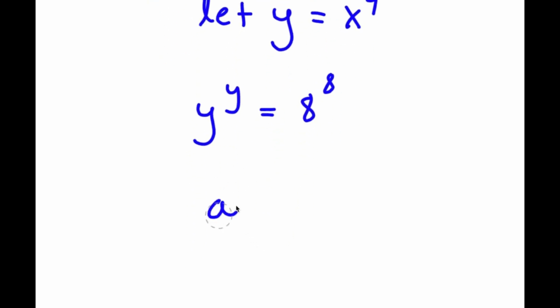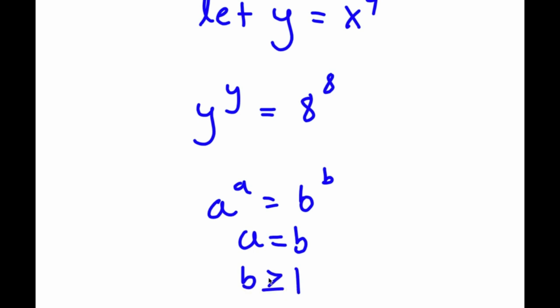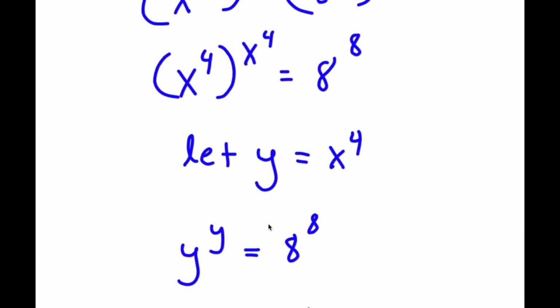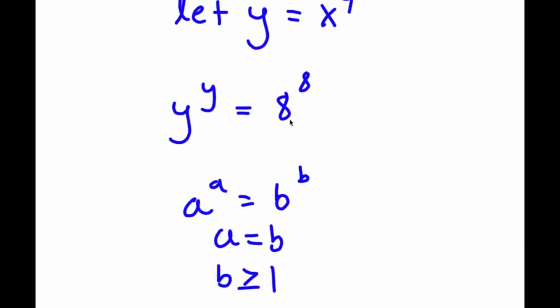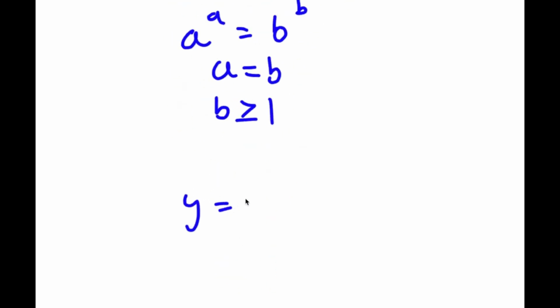Now, if I have something in the form a to the power of a is equal to b to the power of b, this means that a is equal to b as long as b is greater than or equal to 1. So in this case, I have y to the power of y equals 8 to the power of 8, and as you can see, a is greater than or equal to 1, meaning I could write this in the form a equals 8, or y equals 8.